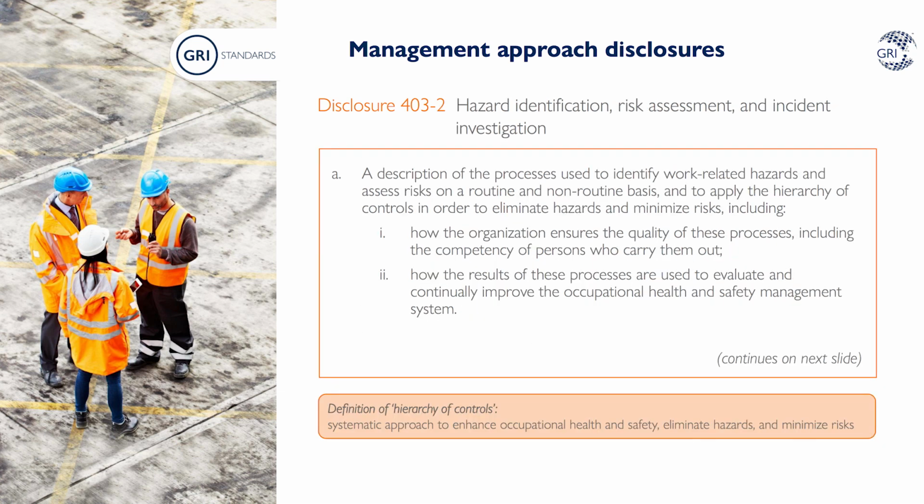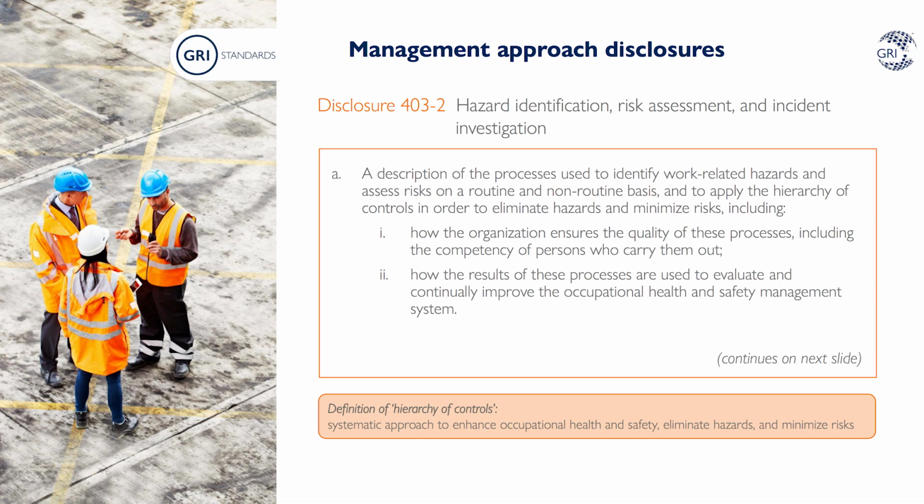Disclosure 403.2 covers the processes for identifying hazards, assessing risks, and applying the hierarchy of controls, including how an organization ensures the quality of these processes and how the results are used to evaluate and improve the management system. One important concept here is the hierarchy of controls. The aim is to protect workers by ranking the ways in which hazards can be controlled. Each control in the hierarchy is considered less effective than the one before it, so eliminating the hazard is the most effective control measure applicable.